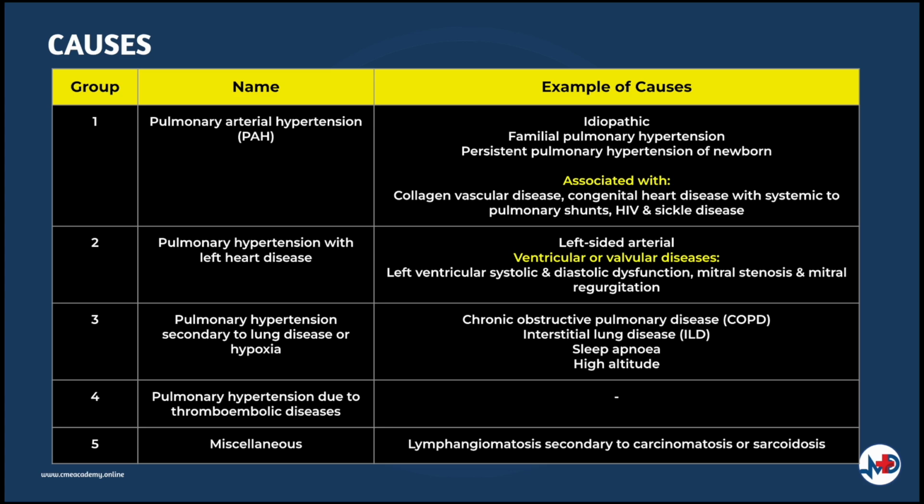Group 2 is pulmonary hypertension with left heart disease. The causes include left-sided atrial, ventricular, or valvular diseases such as left ventricular systolic and diastolic dysfunction, mitral stenosis, and mitral regurgitation. Group 3 is pulmonary hypertension secondary to lung disease or hypoxia. Chronic obstructive pulmonary disease COPD, interstitial lung disease ILD, sleep apnea, and high altitude are some of the causes. Group 4 includes pulmonary hypertension due to thromboembolic disease, and Group 5 is caused by miscellaneous conditions such as lymphangiomatosis secondary to carcinomatosis or sarcoidosis.